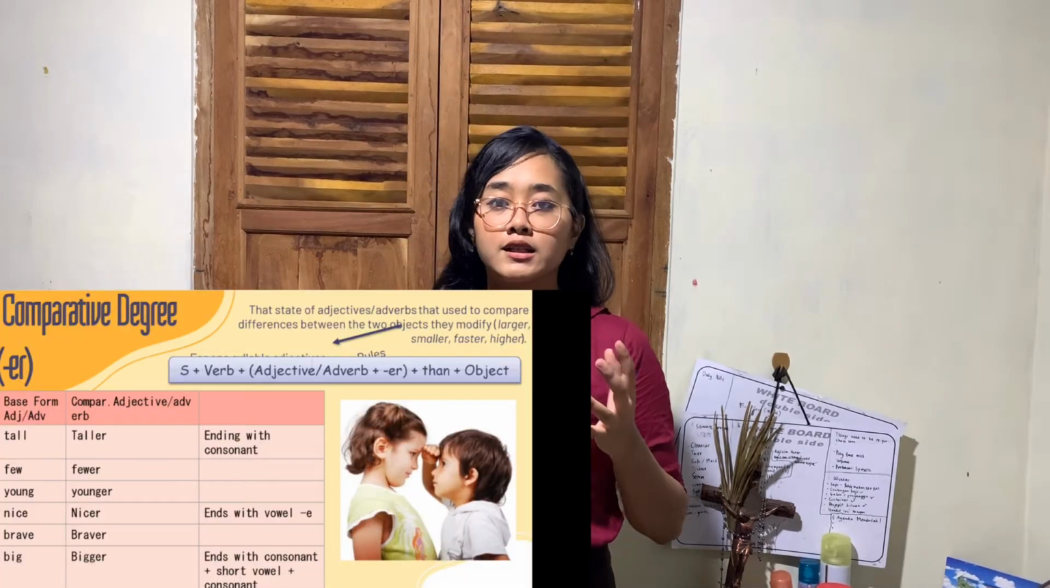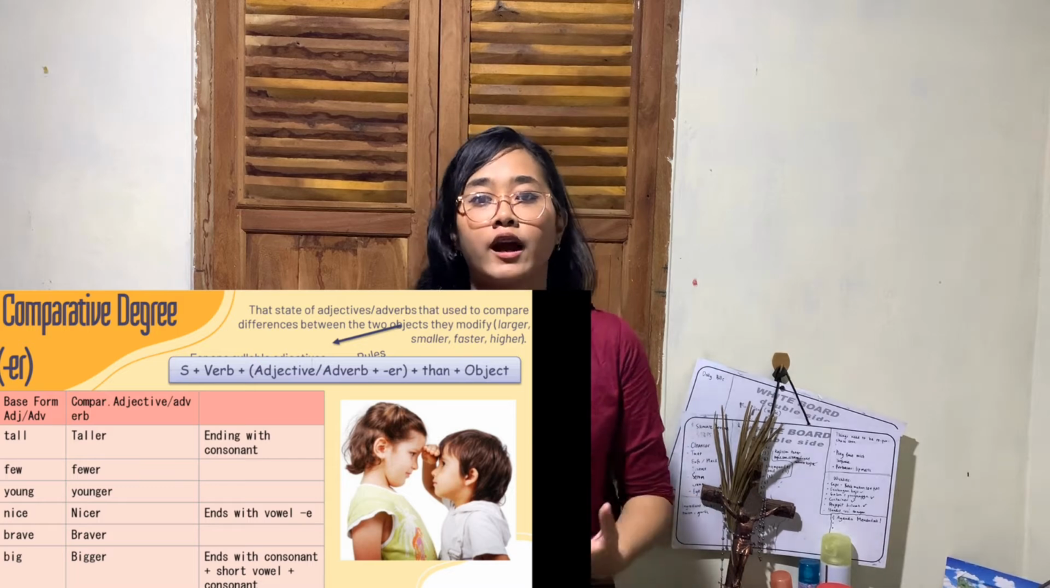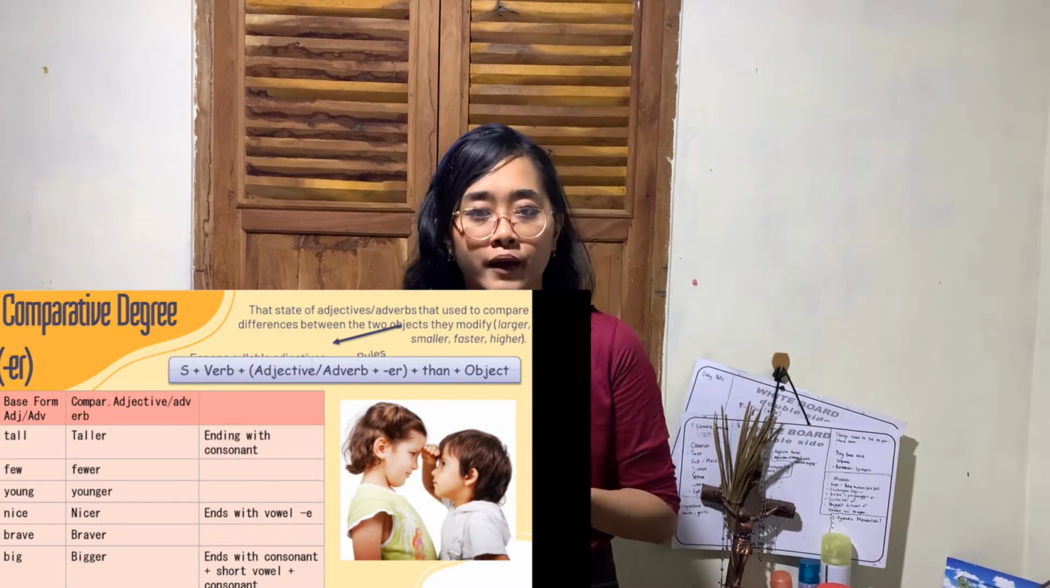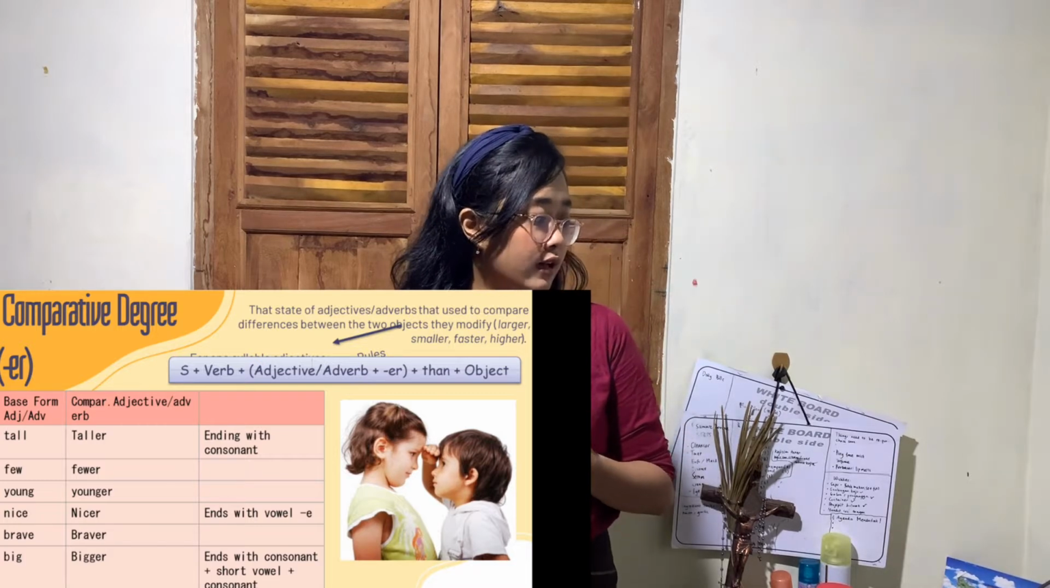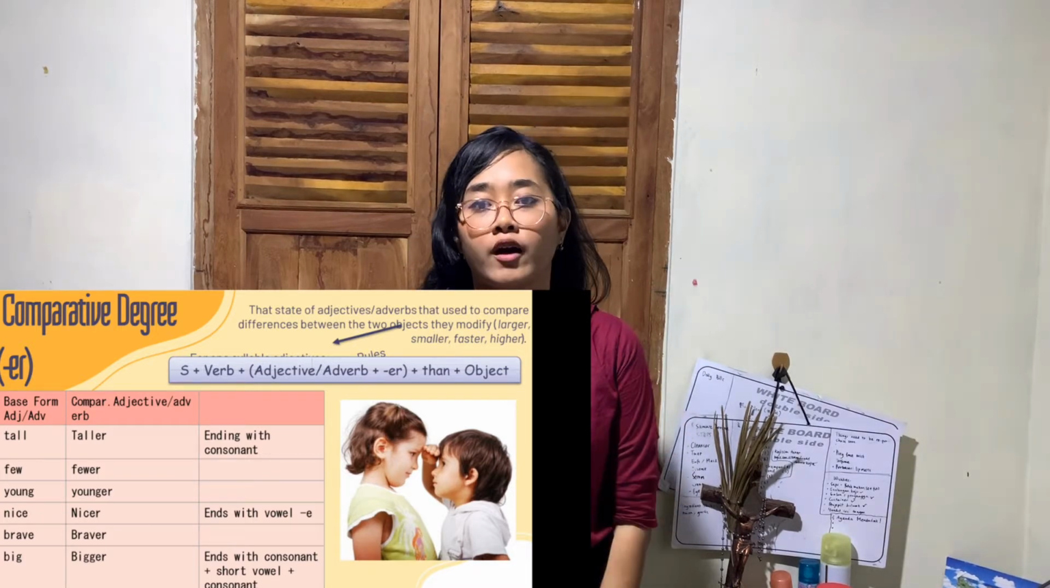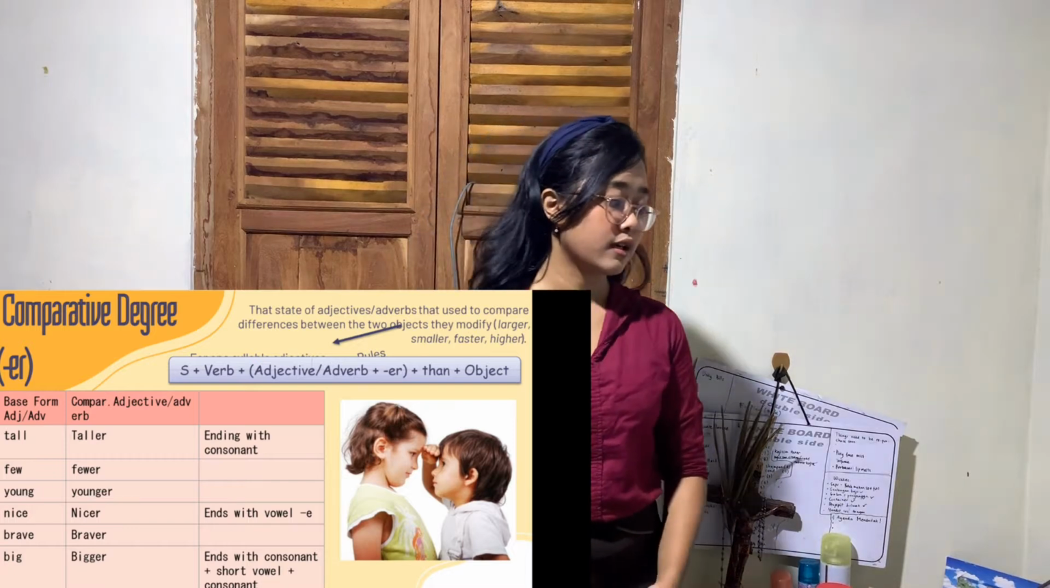Okay, so after you watch the video, let's discuss this structure, comparative degree. So what do you get from the video? What is comparative degree? Yes? Okay, it is a form of adjective or adverb used to compare two things or two objects, and then they modify.